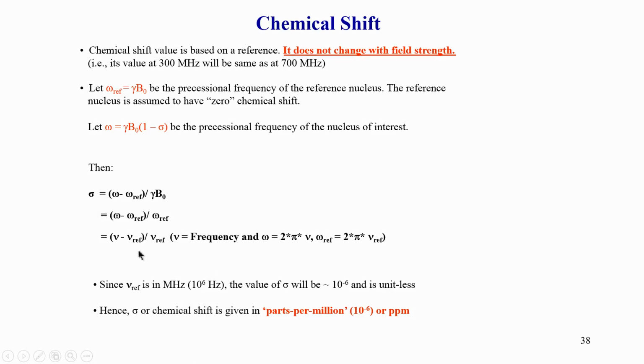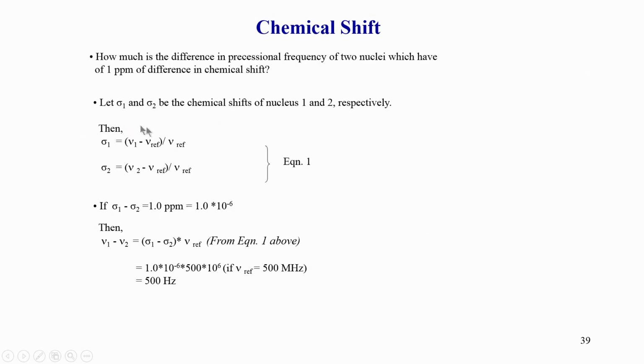Because you are subtracting the reference frequency and again dividing by the reference, the shielding value in the ppm scale becomes independent of the frequency, that is, independent of whether this number is 700 or 300, because you are dividing by that number. So, it is kind of scaling. That is shown here.